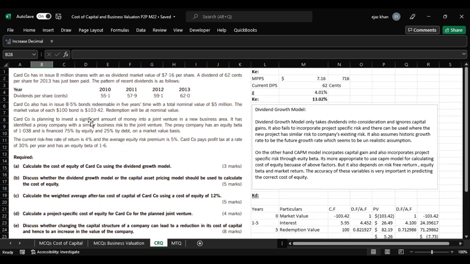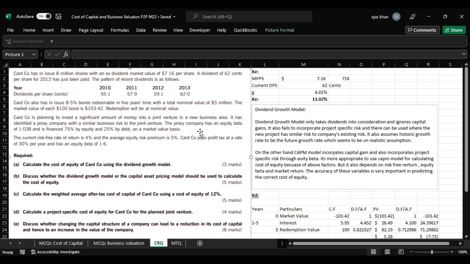Card Company is planning to invest a significant amount of money into a joint venture in a new business area. It has identified a proxy company with a similar business risk to the joint venture. The proxy company has an equity beta of 1.038 and is financed 75% by equity and 25% by debt on a market value basis. The risk-free rate of return is 4%, the average equity risk premium is 5%, and the tax rate is 30%. The equity beta of Card Company is irrelevant in this part because it shows the existing business risk of the company.